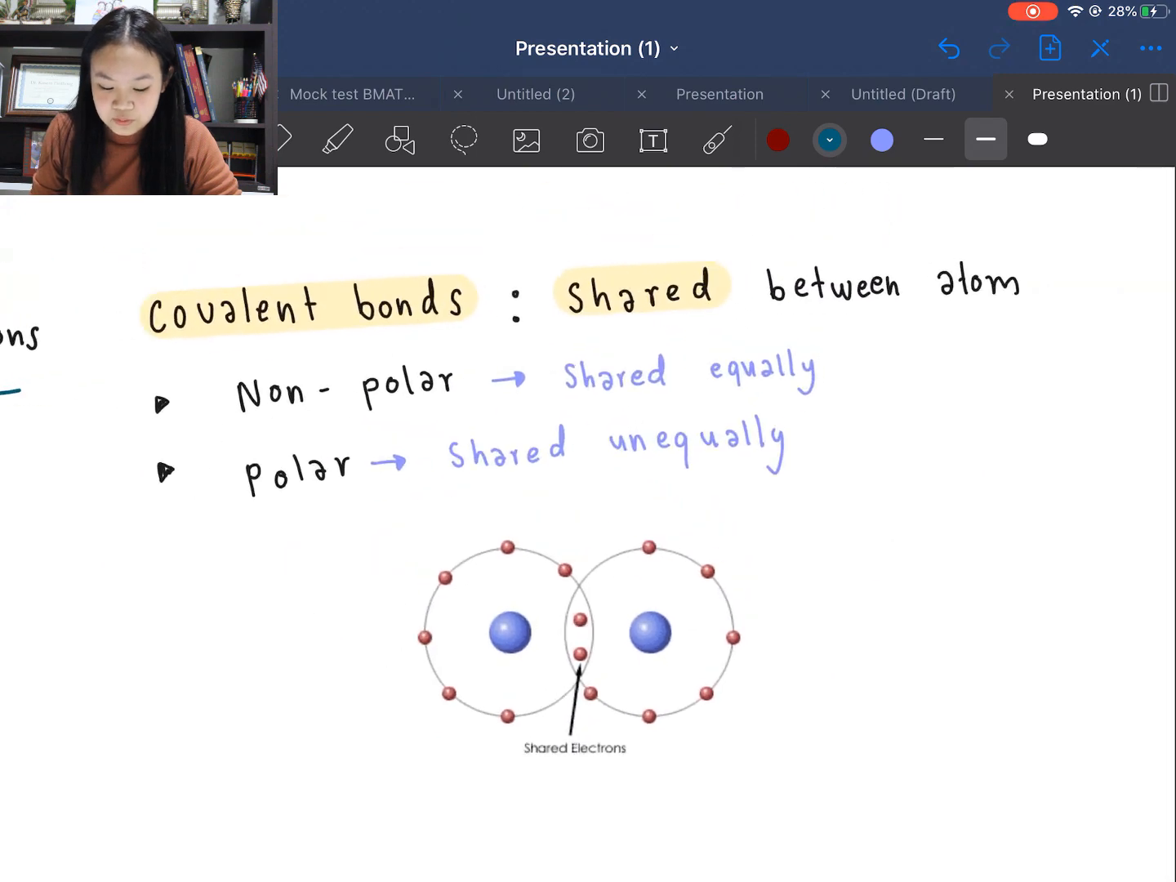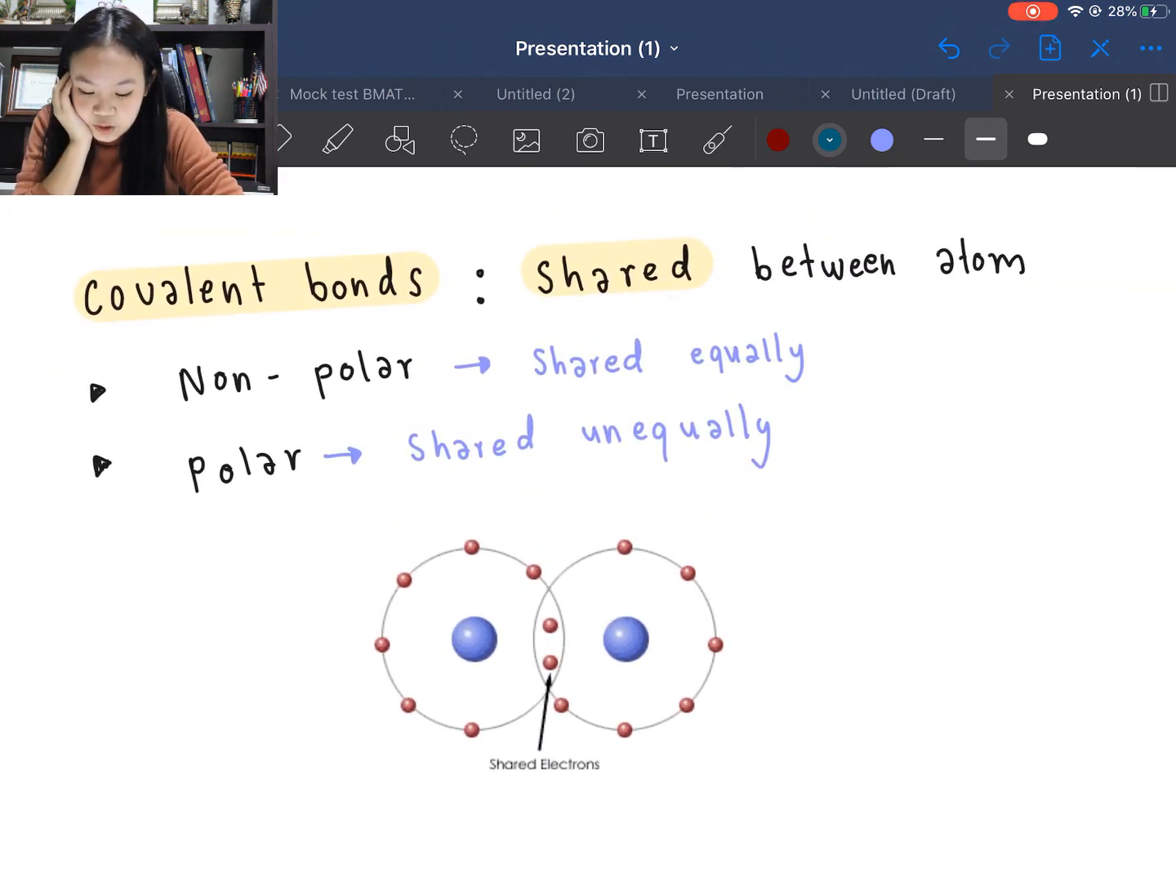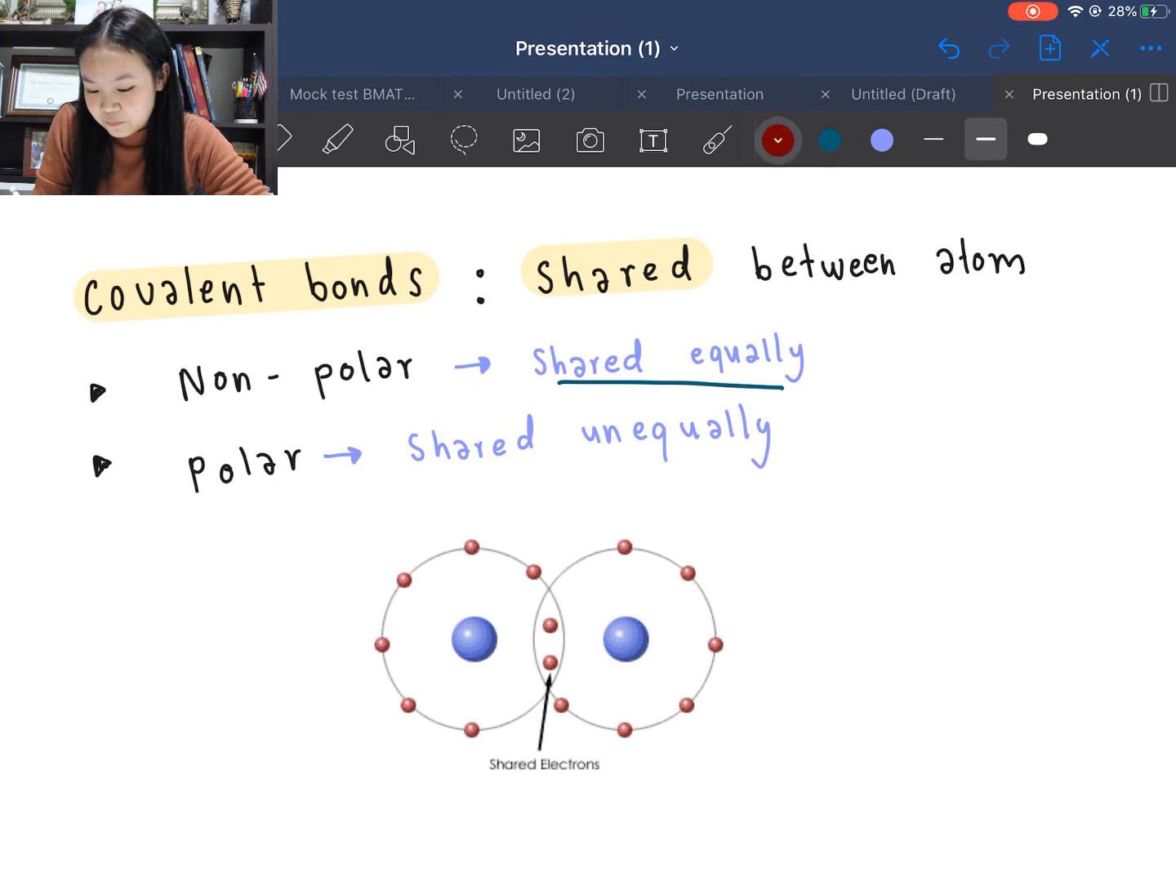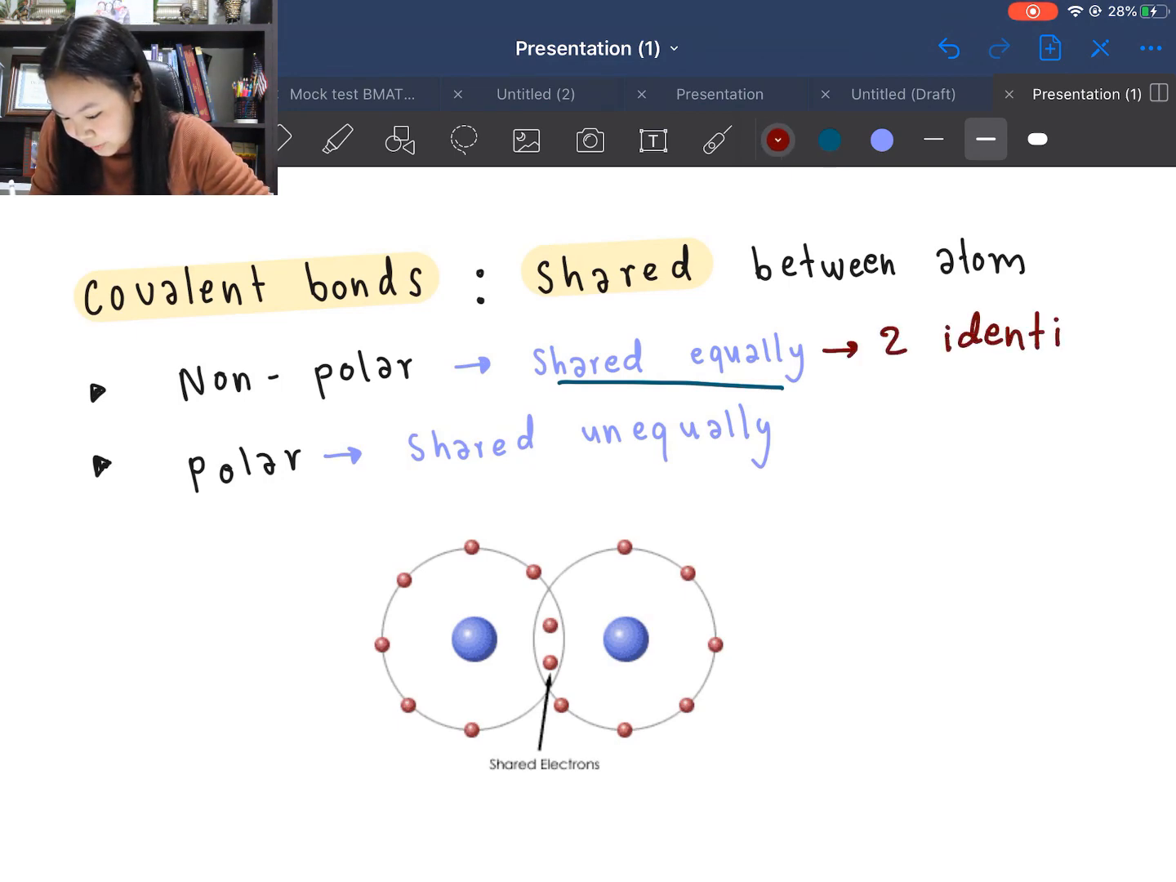Another one you have to know is what we call covalent bond. Covalent bond is to share electrons between atoms. So it can be divided into two parts, a non-polar one and a polar one. The non-polar one will share it equally. As I mentioned, it's non-polar, so I'm not going to have more EN than you, which I mean electronegativity. So they will share it equally and form two identical atoms.